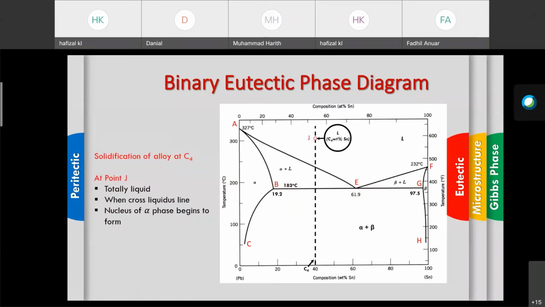So we try to analyze at different vertical lines or different compositions. In this case, we try to look at the C4 here, line C4, and what will happen at different points. We will start during the solidification at point J, whereby we know that this area is a liquid area, whereby the composition of liquid has 40% of Sn. So this one is totally liquid.